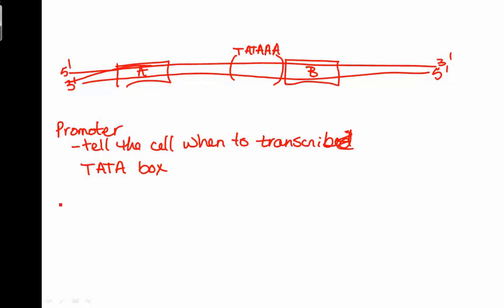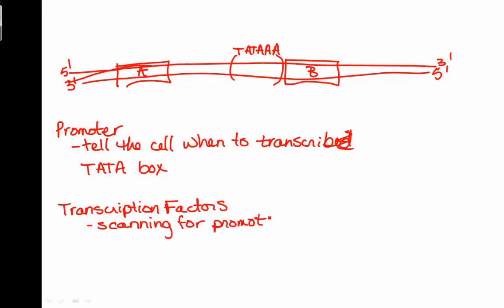Now, as far as the participants that are going to be looking at the promoters, these are called transcription factors. The transcription factors are small proteins, and they are basically scanning for promoters. So they scan through the DNA looking for promoters, and when they see a TATA box, they stop for a moment and they look more closely at the promoter to figure out when would this gene actually be useful to the cell. So besides the TATA box, there are some other sequences in the DNA that tell the cell other conditions when it would want to use that particular gene.